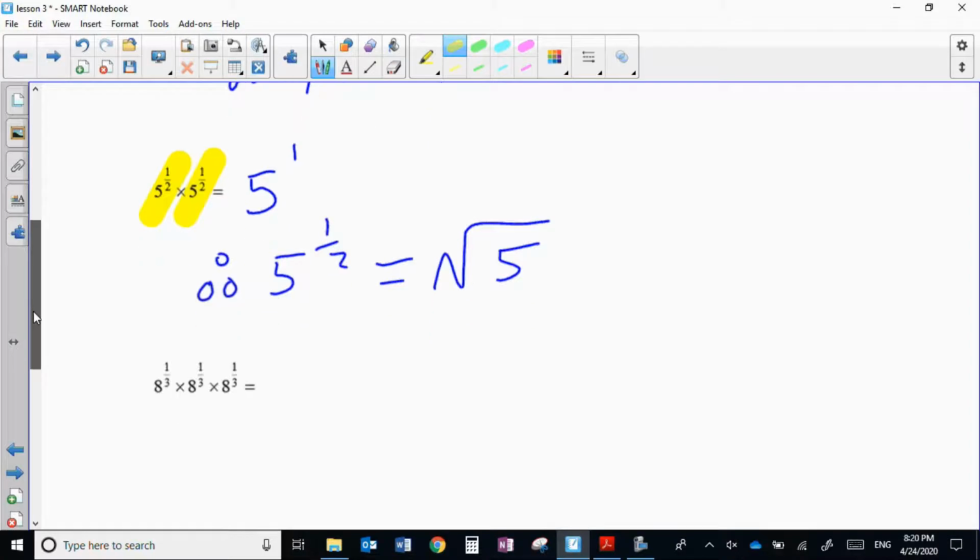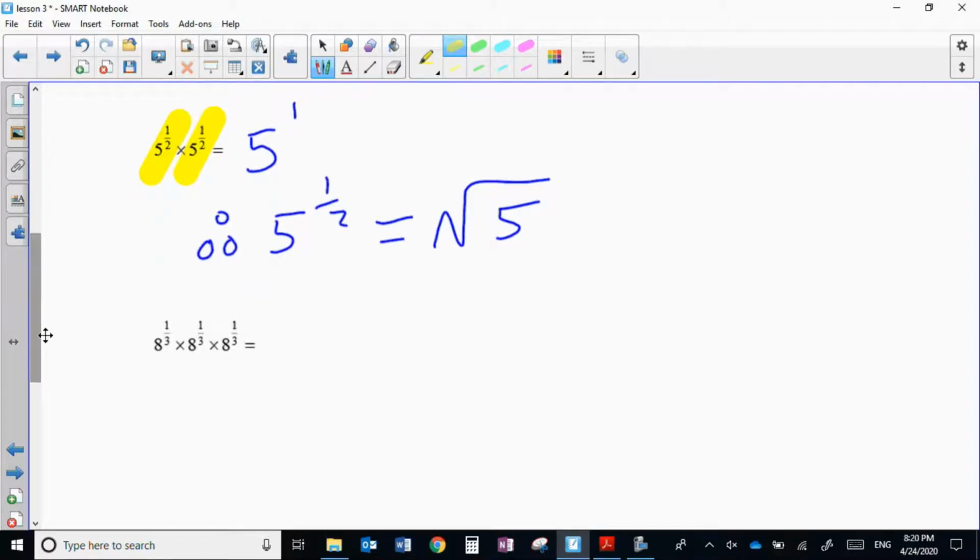Well, let's move on to this. What about 8 to the power of a third times 8 to the power of a third times 8 to the power of a third? Even if we don't know what the power of a third is, which you probably don't know right now, we would like to think that we can add those exponents together since they're all powers of 8. A third plus a third plus a third is 1. 8 to the power of 1, or just 8.